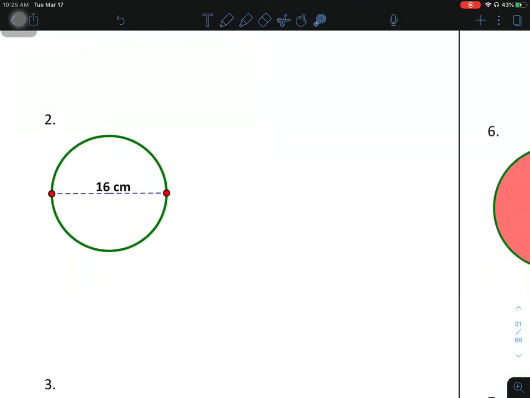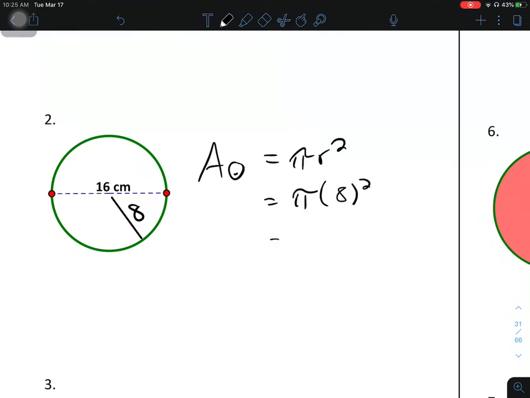Number 2, the 16 is the diameter. We are interested in the radius, which is half the diameter. The area of a circle is pi times r squared. So it's pi times 8 squared, which is 64 pi. The units are centimeters.